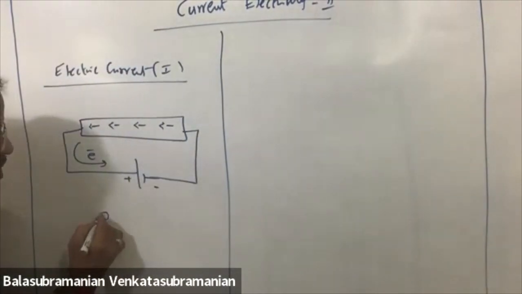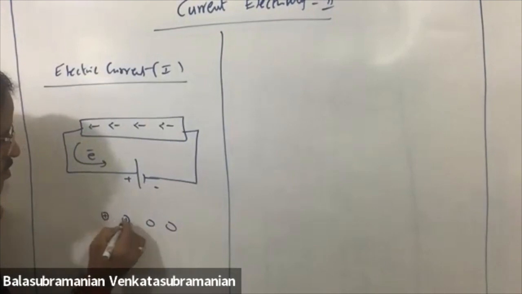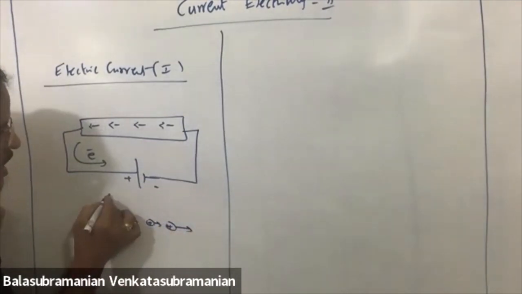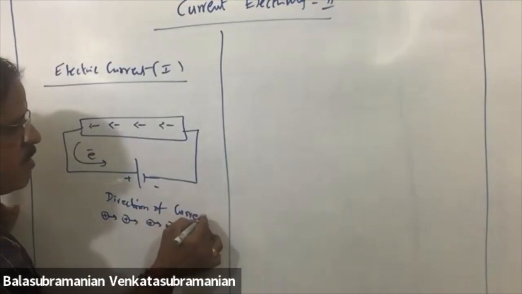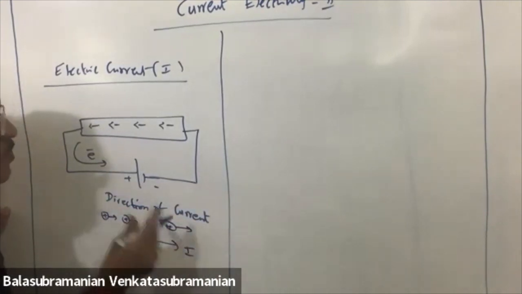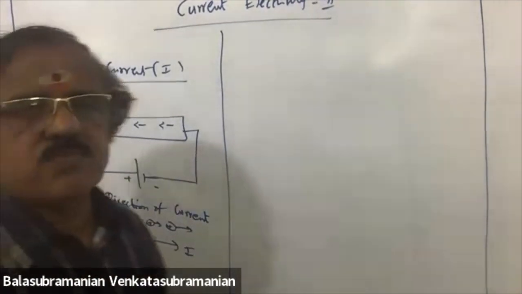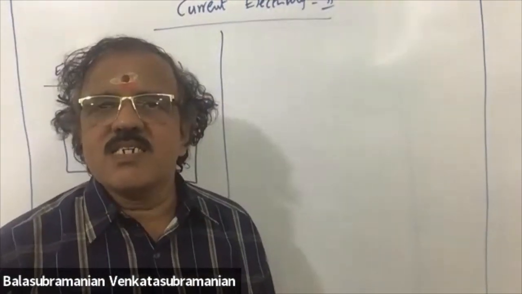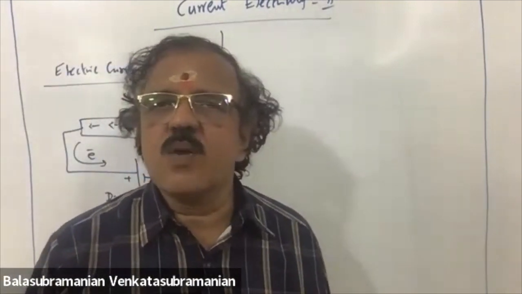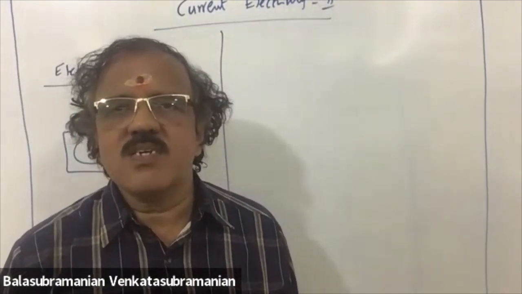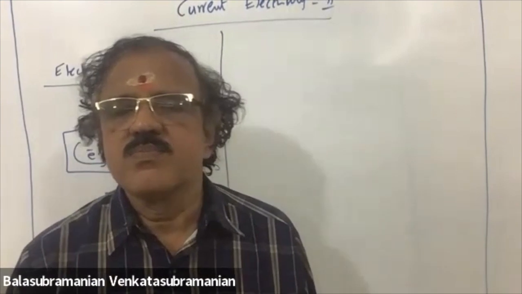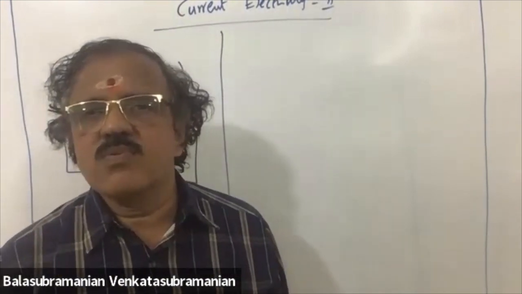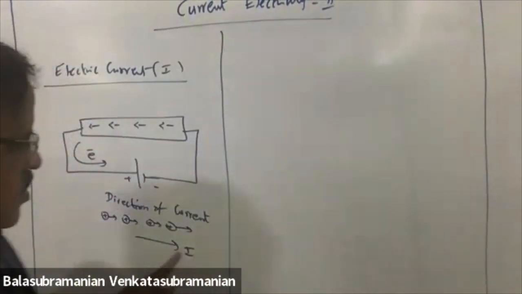whereas the direction of conventional current, this is the direction of current, is opposite to the flow of electrons. Which direction electron is moving, current direction is opposite to that. The simple reason is that the electron charge is negative. Movement of electron is the current, but the charge of an electron is negative, so the direction is opposite to one another.